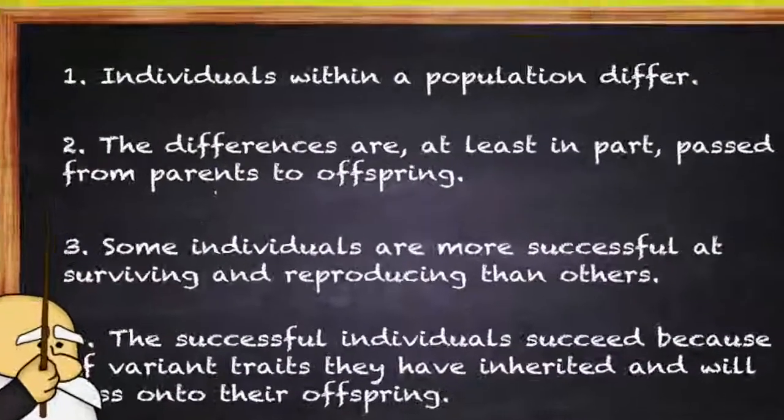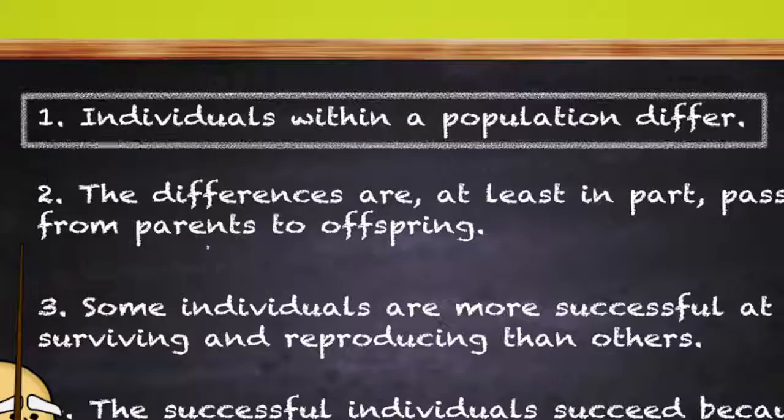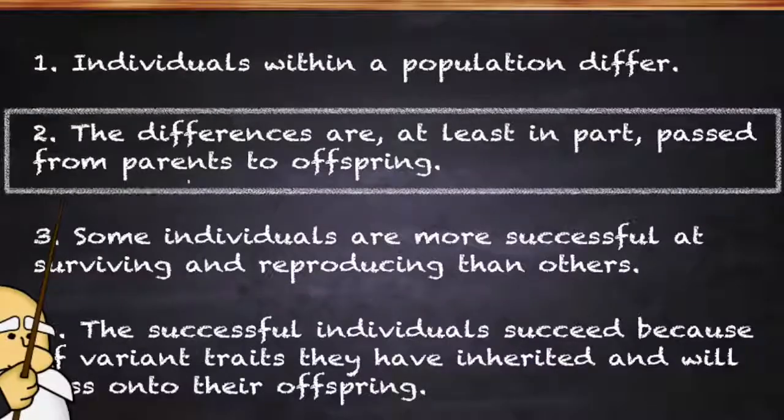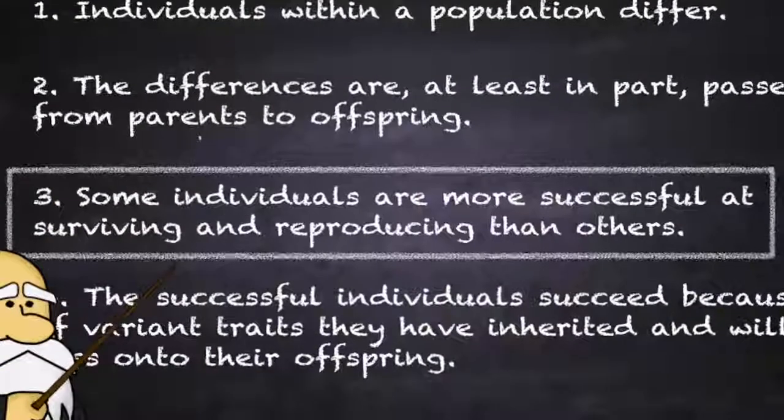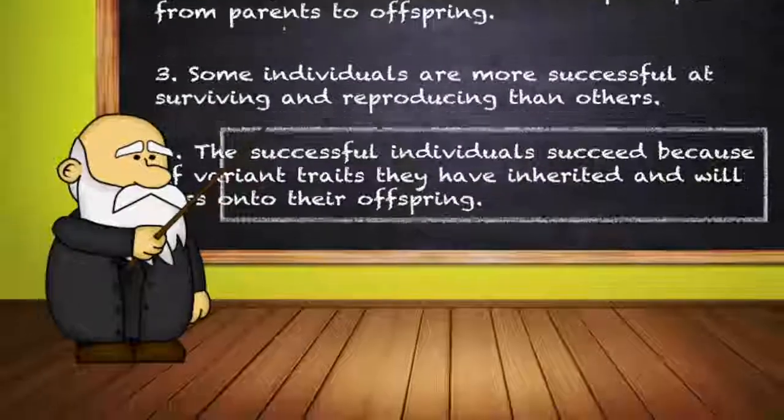Let's review. Individuals within a population differ. The differences are, at least in part, passed from parents to offspring. Some individuals are more successful at surviving and reproducing than others.